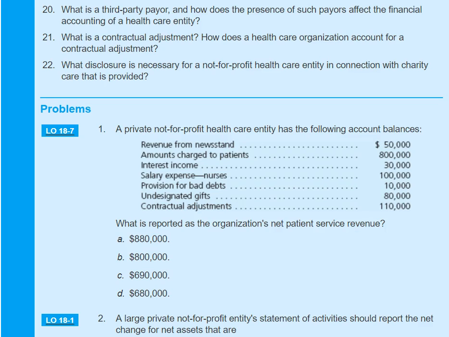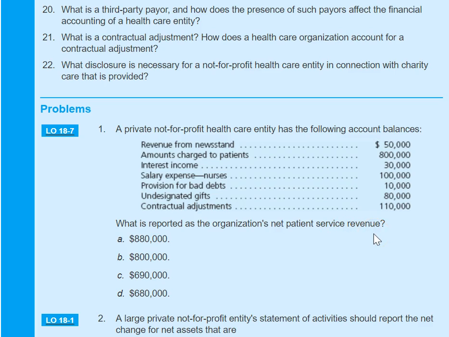Now I will go over some sample example problems from your textbook chapter, and I will focus mostly on number based problems where you will have little calculations. So here, first problem. It says that a private not-for-profit healthcare entity has the following account balances. These are the account balances, and you will see several items and the dollar values. So the question is, what is reported as the organization's net patient service revenue?